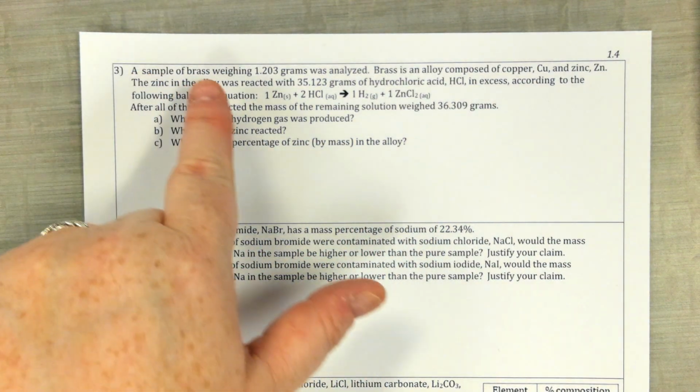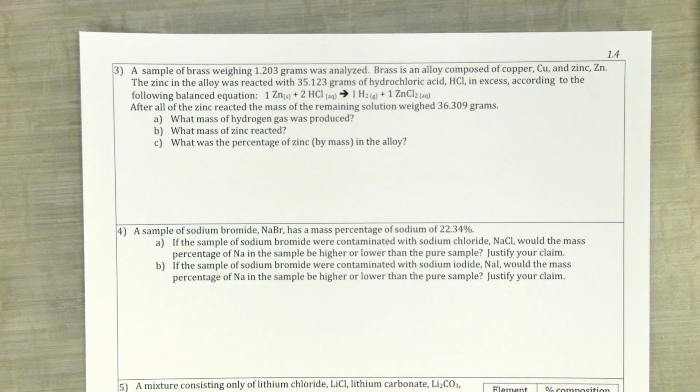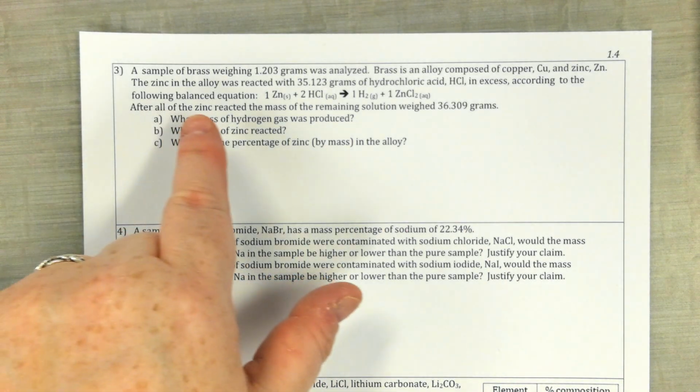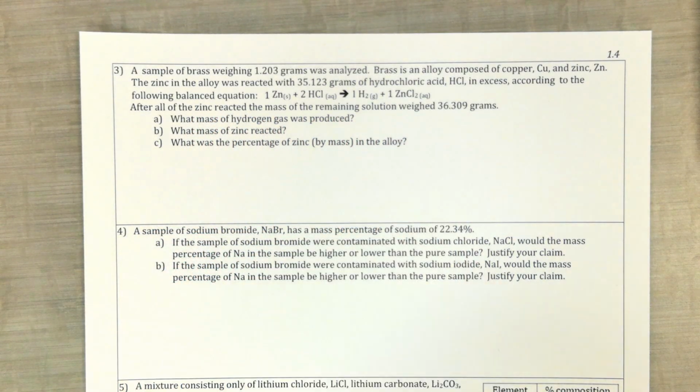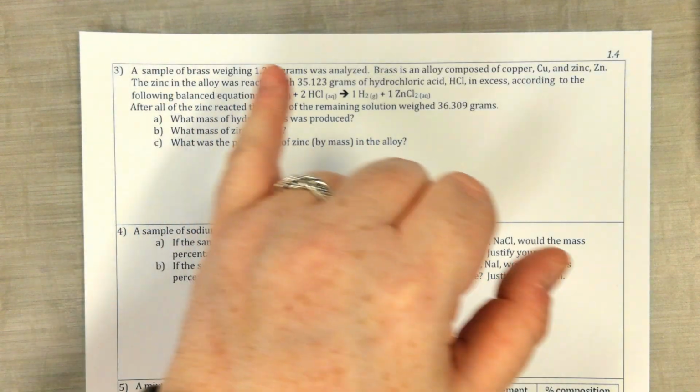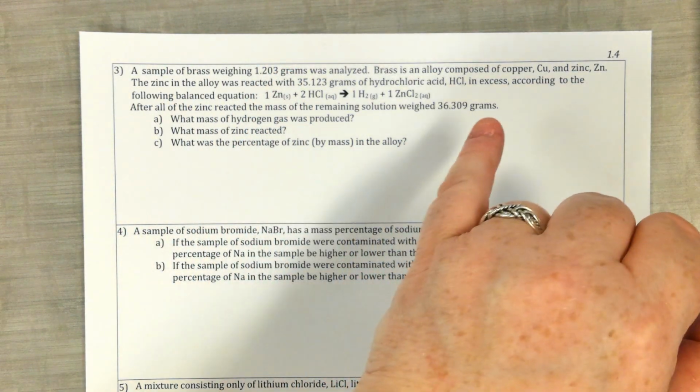Now, for question number 3, we've got, I was off camera, we have a sample of brass. Brass is an alloy that has copper and zinc in it. The zinc alloy was reacted with so much hydrochloric acid according to the following balanced chemical equation. So with that, after the zinc reacted, the mass of the remaining solution was 36.309 grams. So we've got a sample of brass and we've got the solution.